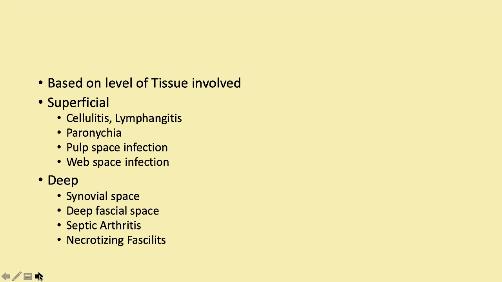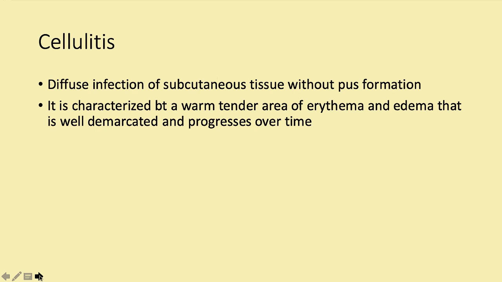It can also be based on the level of tissue involved, which is either superficial or deep. Superficial infection affects the skin and subcutaneous tissue. It is usually superficial to the adjacent tendon. This includes cellulitis, lymphangitis, paronychia, pulp space infections, and web space infections. For the deeper infections, we have the ones within the synovial sheath, also known as tenosynovitis, deep fascial space infections, infections affecting the bones, and necrotizing infections, which affect multiple segments of tissue down to the muscular layer. Cellulitis is a diffuse infection affecting the subcutaneous tissue without pus formation.